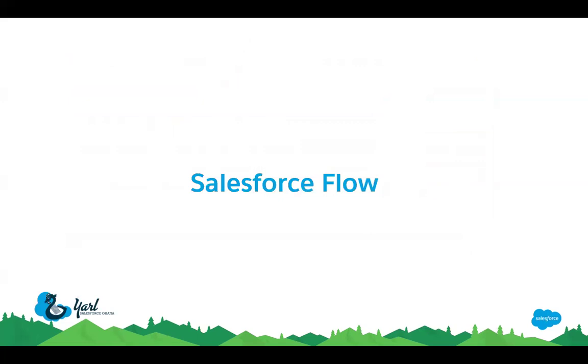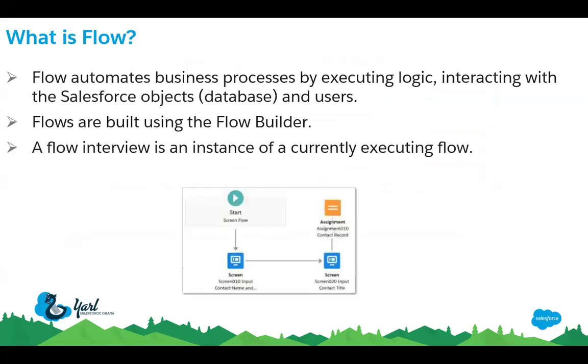Okay. Now we are going into the actual flow. So what is flow in the first place? Flow automates business processes by executing logic and interacting with Salesforce objects, aka the database, and users. Basically, you can use flow to interact with Salesforce, meaning the database and DML operations, and to interact with users as well, meaning screen flow, where you create a UI using flow.